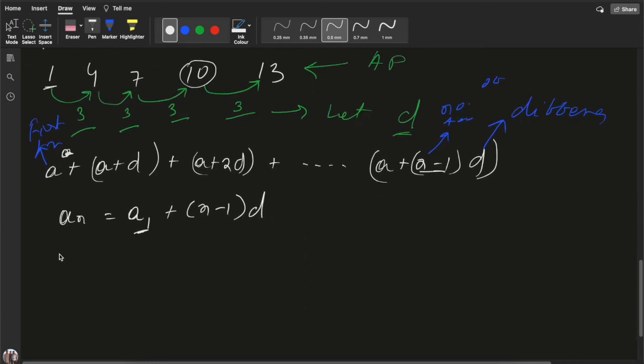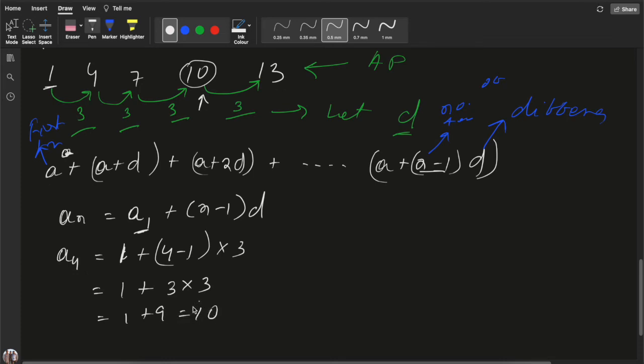Say I want to find the fourth term, 1, 2, 3, and 4. So how can I write it? A of 4 equals first term 1 plus 4 minus 1, difference is 3. So 1 plus 3 into 3, it will become 1 plus 9, so we are getting 10. Similar to this number, right? So this formula is for finding the nth term.